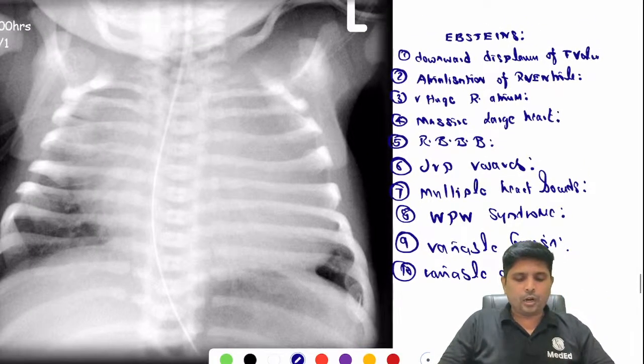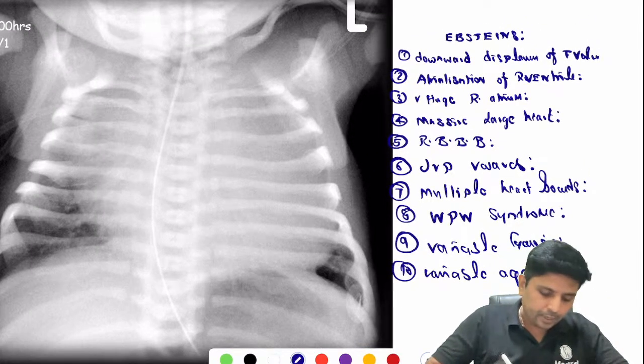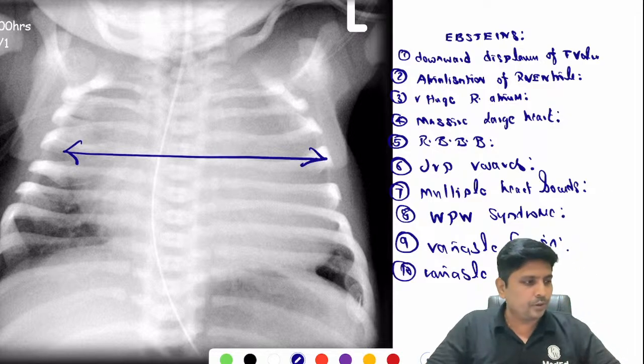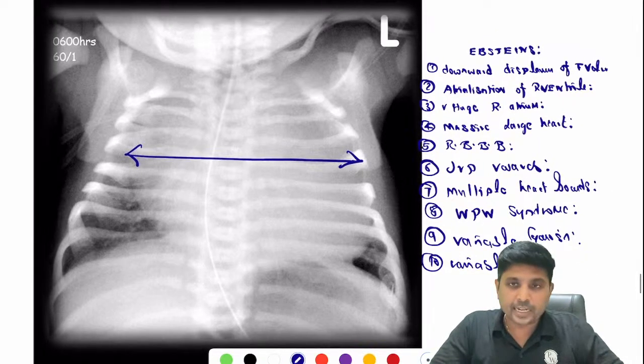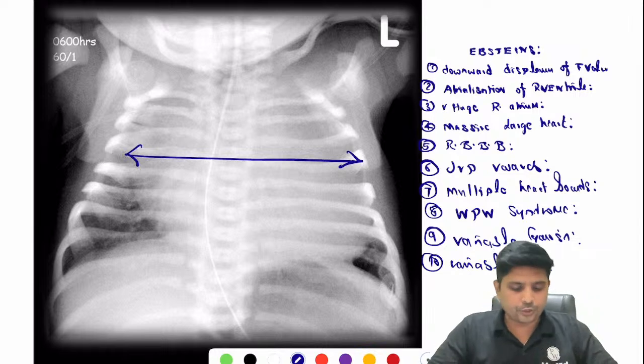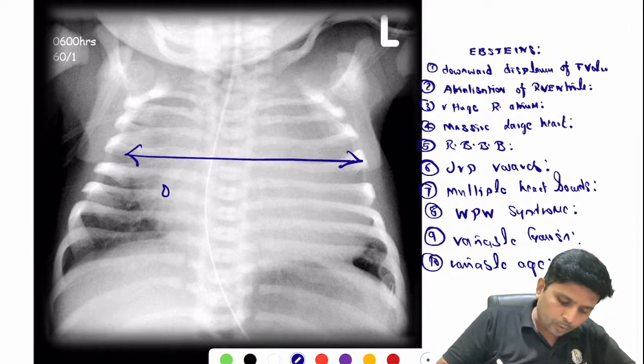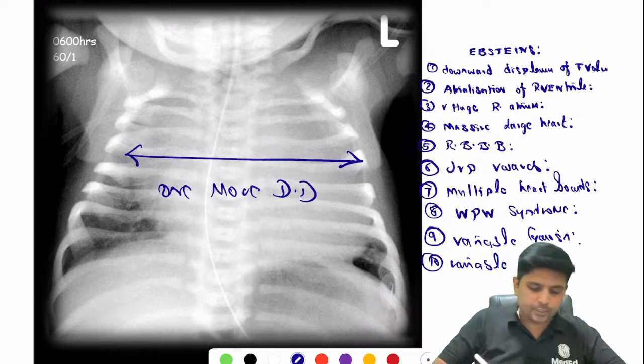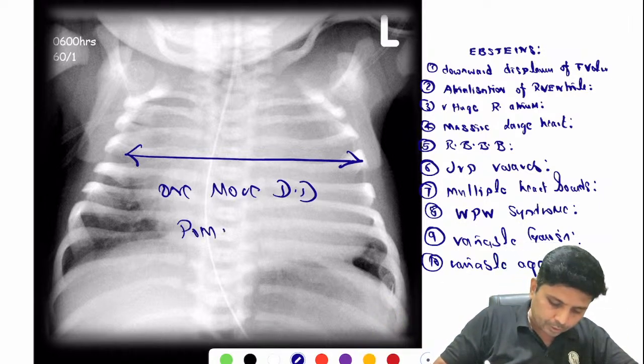So this is all about Ebstein's anomaly. Ebstein's anomaly is characterized by a huge, massive heart. One more differential diagnosis for this huge heart: wall-to-wall heart is Pompe's disease.